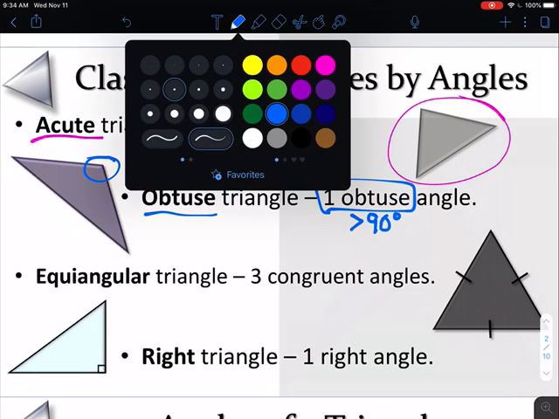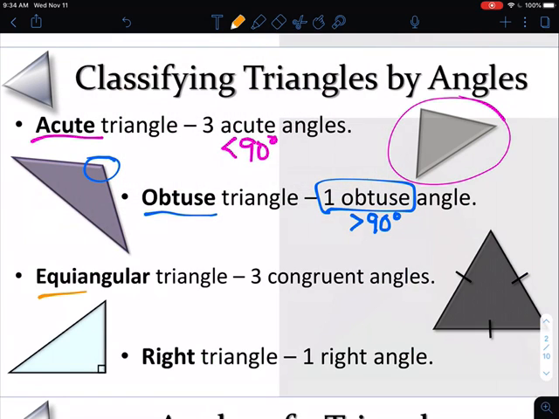Now, equiangular is not a term we're going to use a ton. So the next type is equiangular, and that's just saying that all 3 angles are congruent. So if I have all 3 angles here, they're all going to be exactly the same. And so you can classify it as that, but because all 3 angles are going to be less than 90 degrees, it's also a different form of acute triangle. So when you're asked to classify triangles by their angles, that's just an acute triangle. But you'll see the term sometimes, so you need to know that that means all 3 angles are the same.